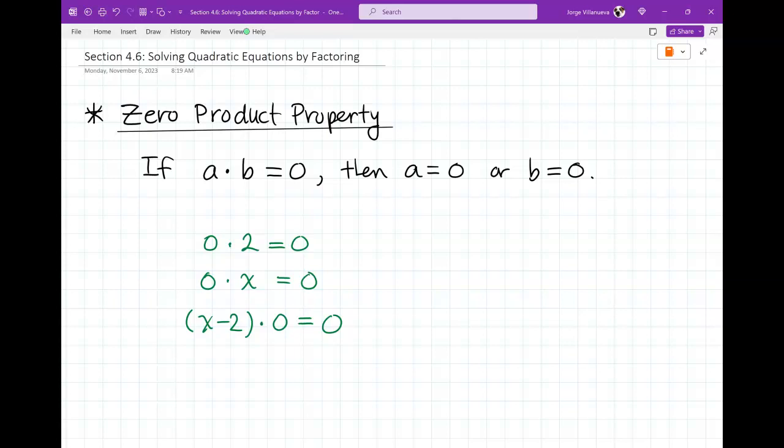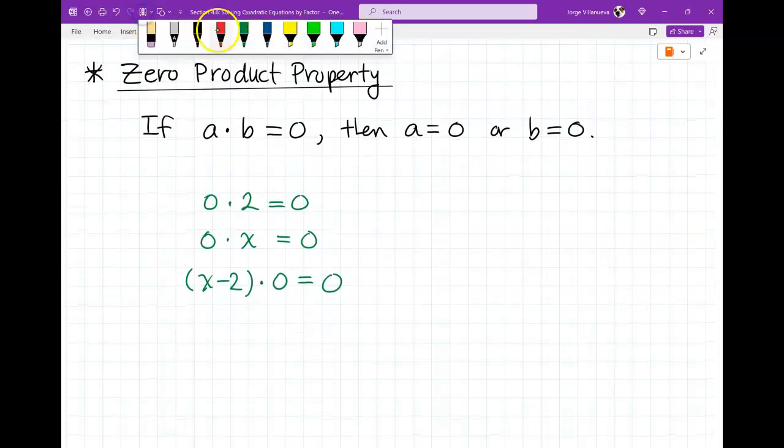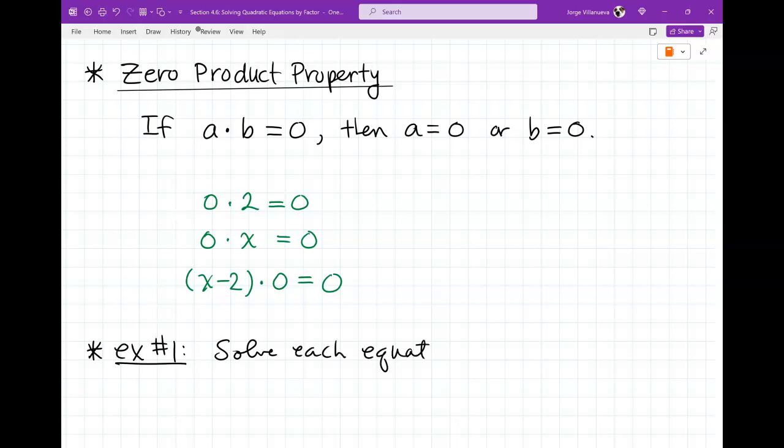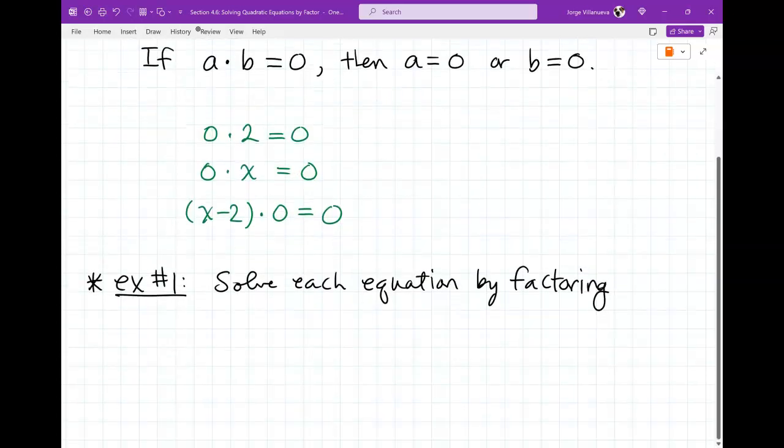Now, they're going to start you off really easy at first. They're not going to force you to factor. The first 6 problems are going to be straight out given to you already, set up for you to start. Let me show you what I'm talking about. Example number 1: solve each equation by factoring. The only nice thing is we're not going to have to factor. These are already pre-factored for you.